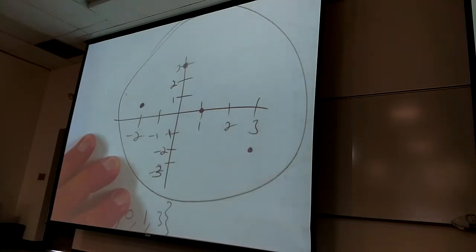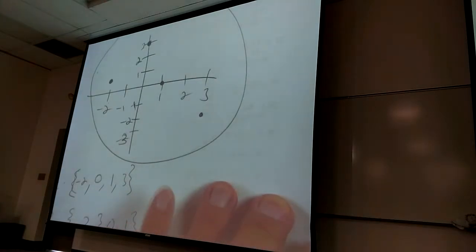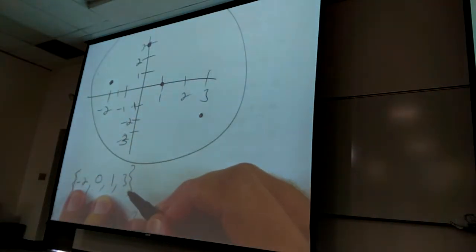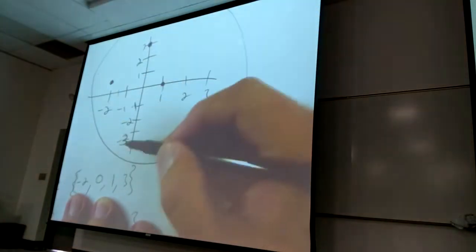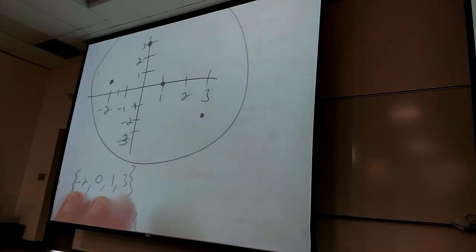So domain never changes. The idea of domain does not change. It's all the inputs you're allowed to use that have an actual output. So obviously, does this input have an output? Negative 1.5? No. Does negative 1 have an output? No. So when I write the domain, I cannot let them be included because they don't have outputs.